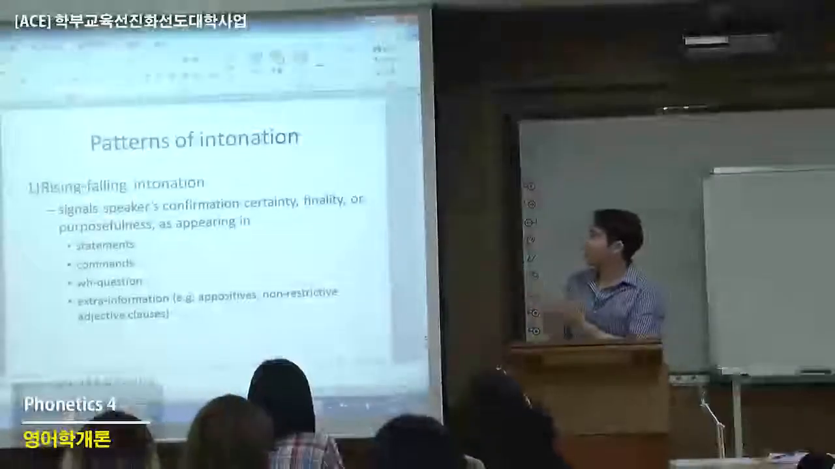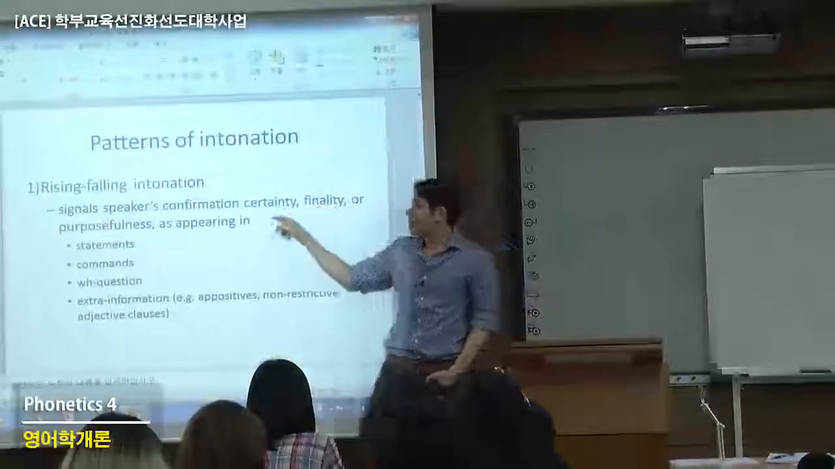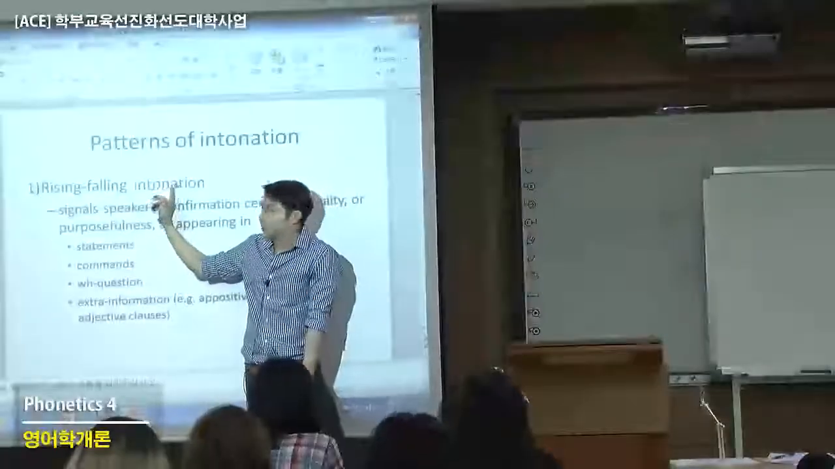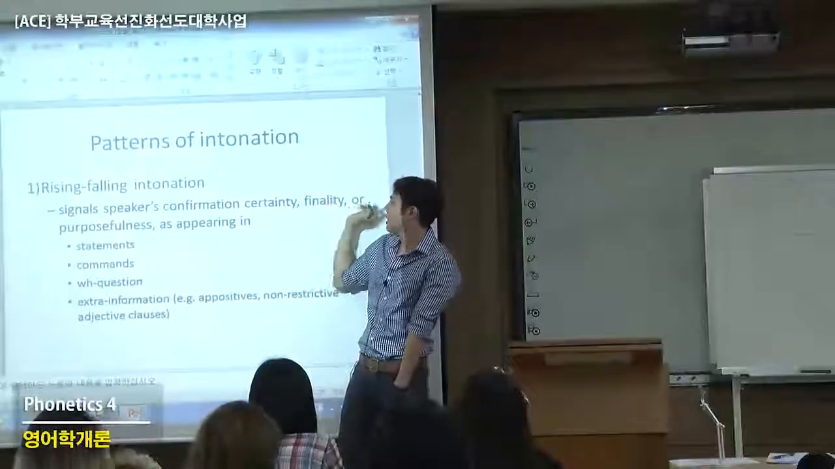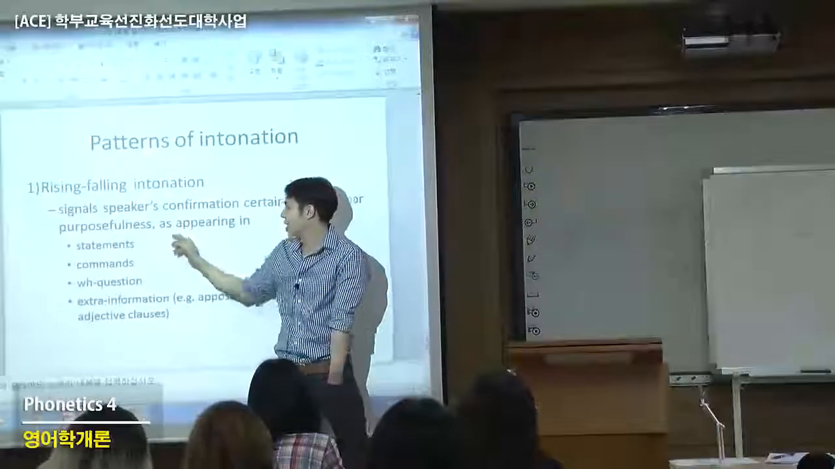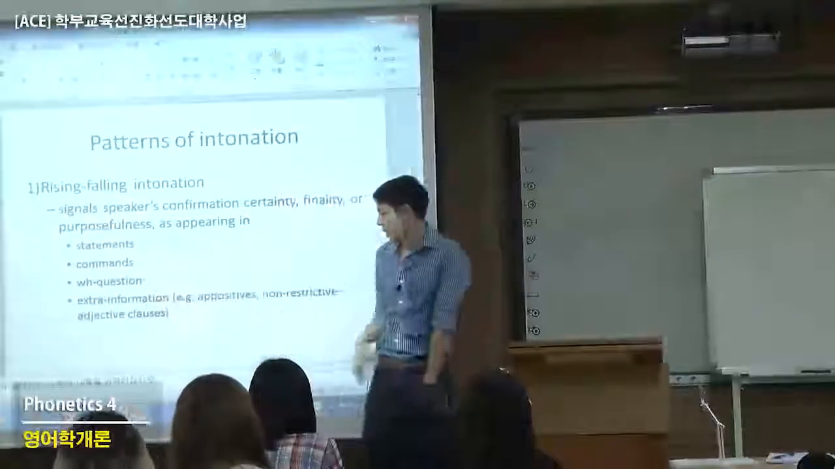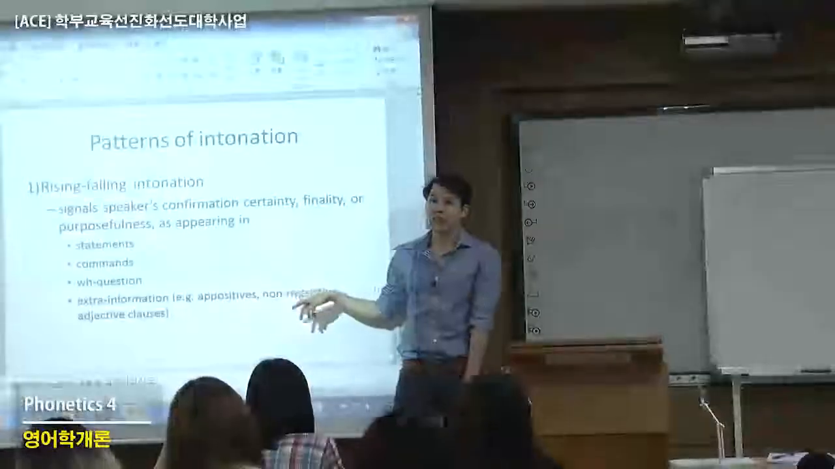So patterns of intonation in English, the first one is rising and falling. So rising first and then falling later on, okay? So this pattern signals speakers' confirmation or certainty, finality, or purposefulness as appearing in statements, commands, WH questions, or extra information. For example, appositive, non-restrictive adjective clauses, and so on.